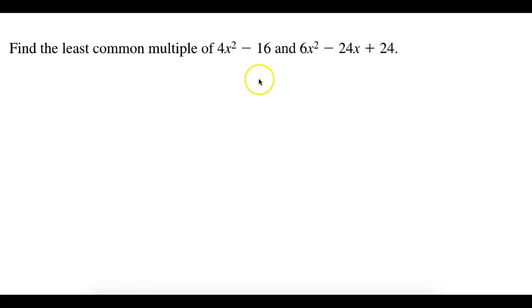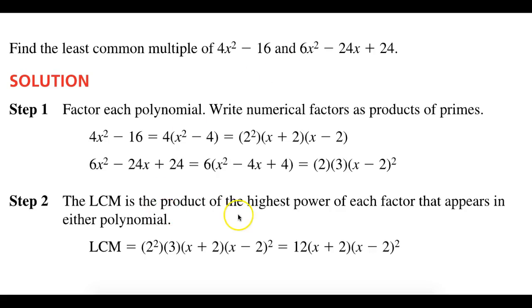What we're going to do is break down our polynomials into the products of their most factored down terms. So if you look at 4x squared minus 16 and 6x squared minus 24x plus 24, we're going to break this down, and then our least common multiple is going to be the product of each factor's highest exponent. We're going to start with step 1. We want to factor each polynomial.